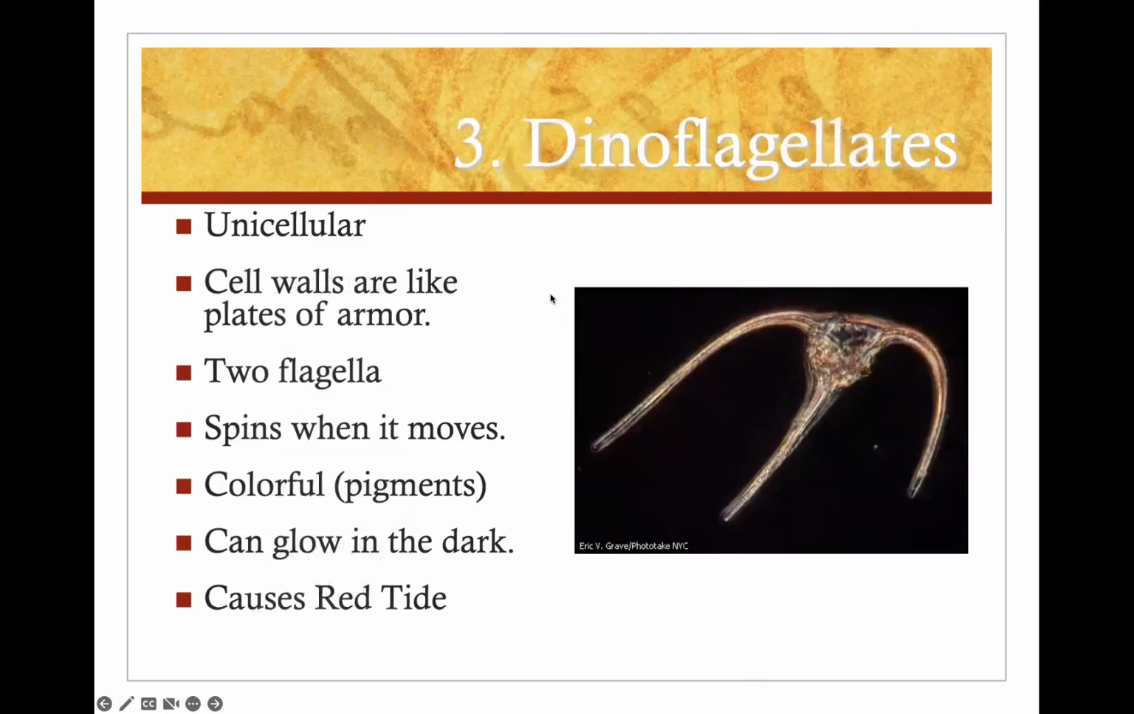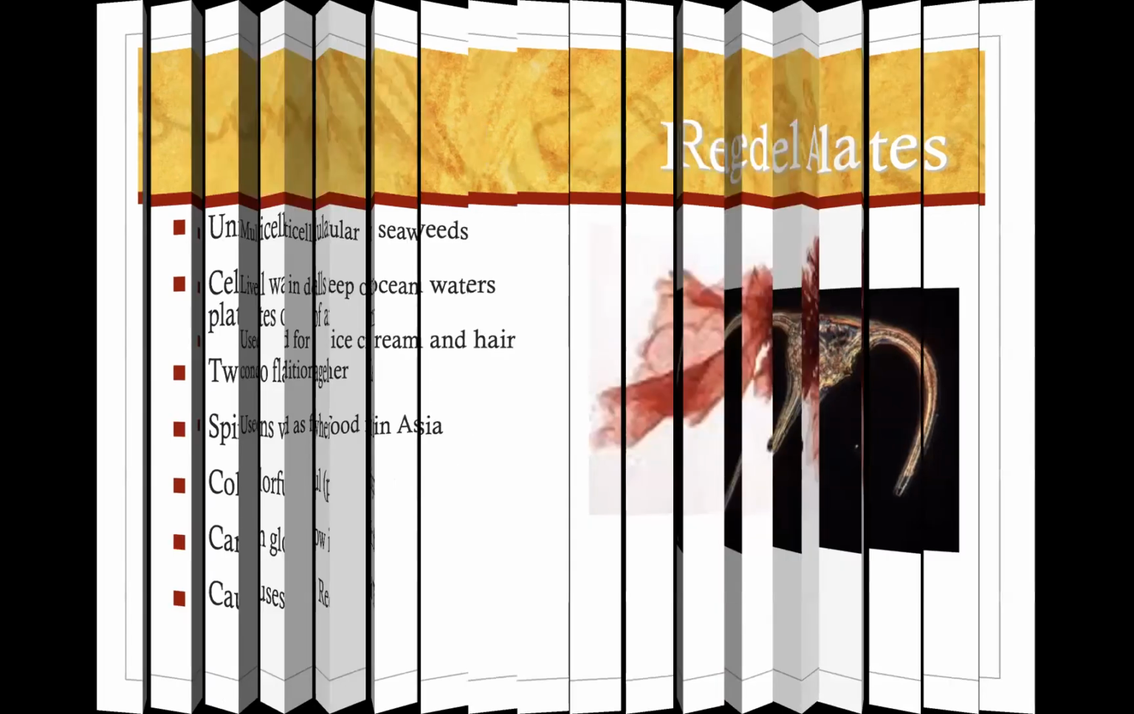The dinoflagellates, again, are unicellular organisms. They have a cell wall. They contain 2 flagella, and when they're moving, you see a spin-like movement. They have various pigments, so they appear colorful. In this micrograph, we can see an array of colors for these dinoflagellates. They can glow in the dark, and they are organisms that are responsible for the red tide that we see. So these are our dinoflagellates.